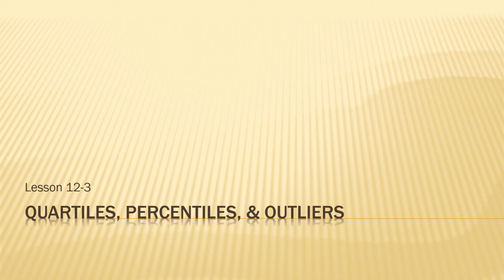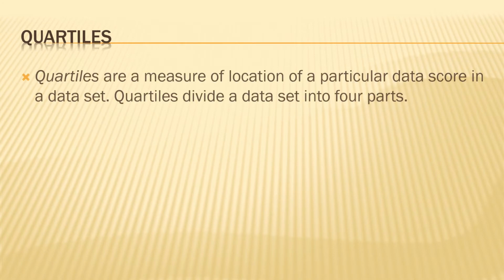This is lesson 12-3, quartiles, percentiles, and outliers. Let's first discuss quartiles. Quartiles are a measure of location of any data score in a data set. Quartiles will divide a data set into 4 parts.